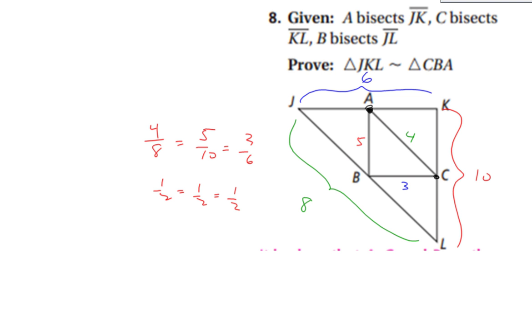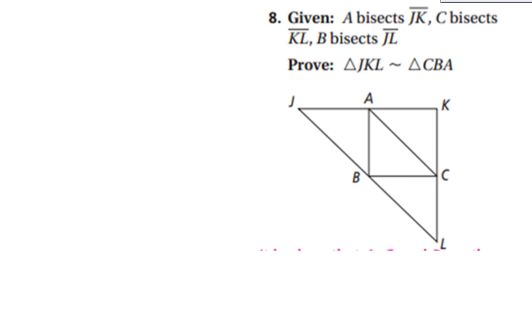But we want to use a two-column proof to show that, not use actual numbers, because they're not giving us numbers to use. They're just giving us the fact that A, B, and C bisect the line segments. So here are my statements. Here are my reasons. Let's get started. So statement number 1 is going to be that A bisects JK. Let's get this in order, actually.